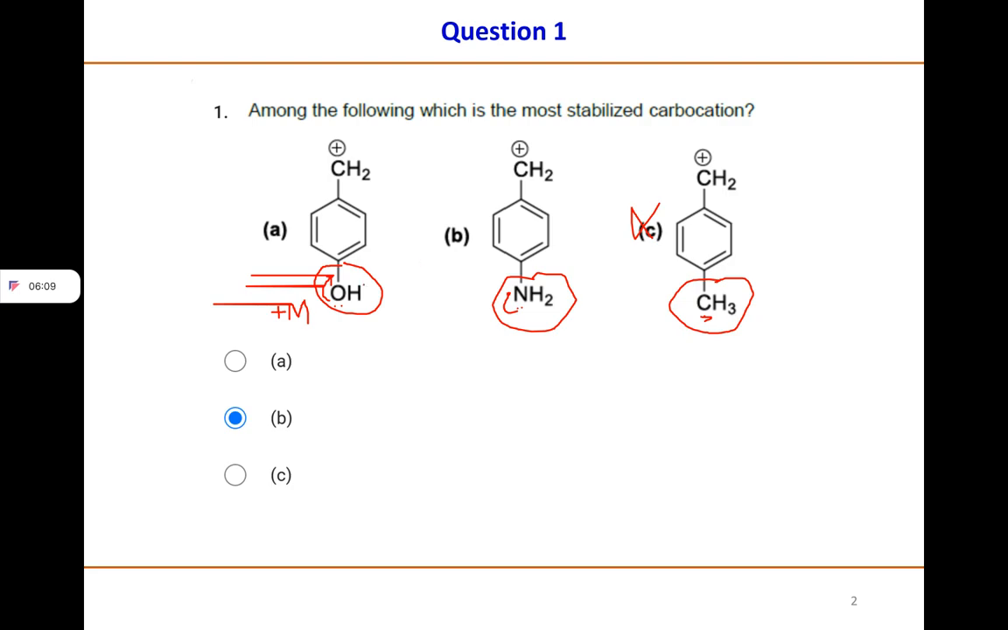Now talking about the hydroxy and amino group, here you can see that the hydroxy oxygen is a very electron pulling, electronegative atom, right?